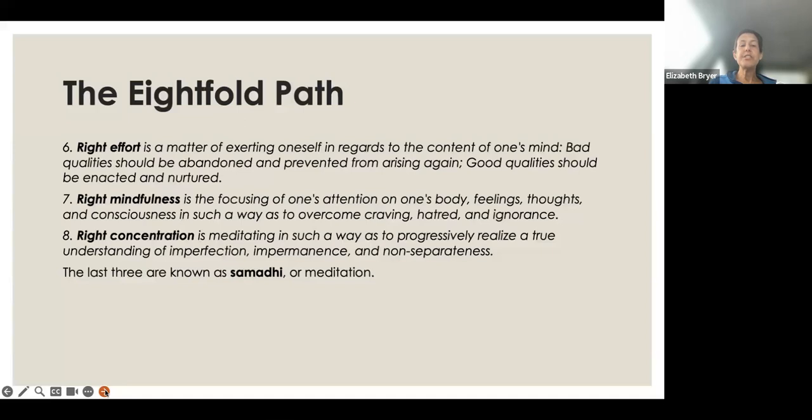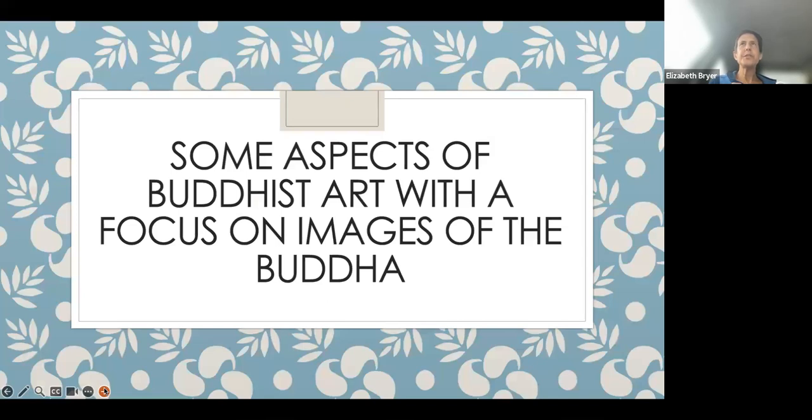Eight, right concentration is meditating in such a way as to progressively realize a true understanding of imperfection, impermanence, and non-separateness. The last three are known as samadhi or meditation. So those are the foundations. The Four Noble Truths and the Eightfold Path are the foundation of Buddhist thought, and they may remind you of certain moments in Instructions to the Cook.